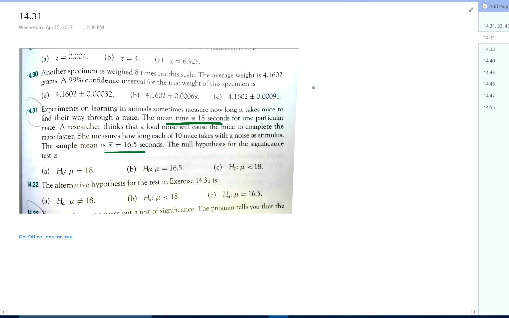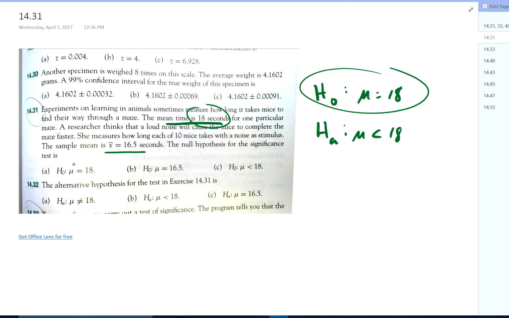So remember, the null hypothesis is what you assume is true, and the alternative is what you're trying to show is true, or what you think might be true. So what do we assume is true? We assume that the mean time is 18 seconds. That's the null hypothesis, and we think it might be faster, so that would be less than 18. So the null hypothesis would be that it's equal to 18.